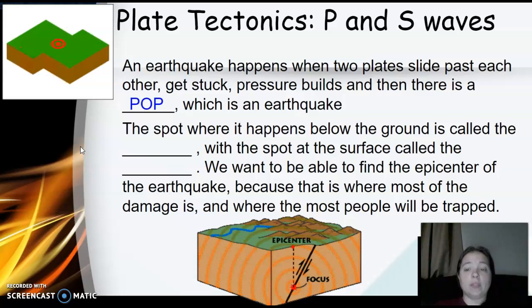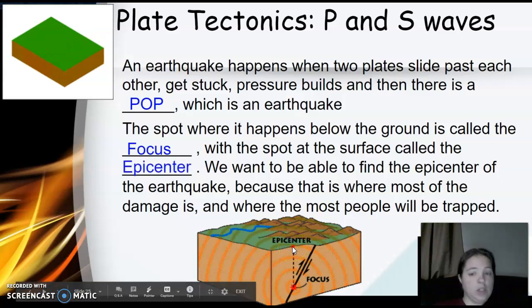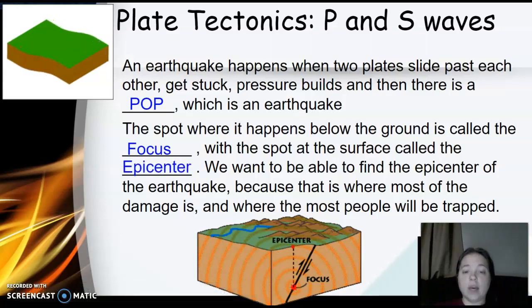The spot where it happens below ground, so where the actual pop happens, is called a focus, with a spot at the surface called the epicenter. Now, why do we need to know where an epicenter is? Well, that's because that's where the most damage is. That's where people will be trapped, where you want to send rescue trucks and help and aid.